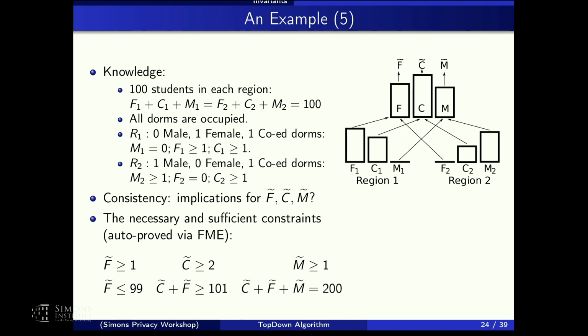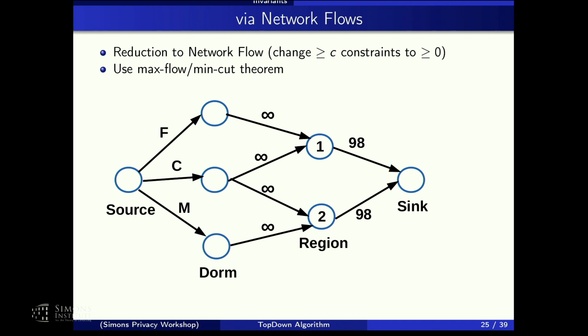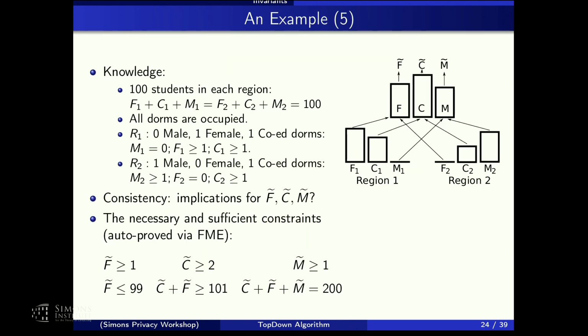So we have several hammers for solving these problems. One is to use Fourier-Motzkin elimination, which allows us to automate them sometimes. So for example, these constraints we proved automatically for these counts in order to allow them to be extended to this region. Another way is network flows. Network flows is also a nice hammer, but it doesn't apply in all situations. You can reduce the problem to a network flow problem by getting rid of all the greater or equal to some constant constraints, setting them to here, use the max flow min cut theorem, analyze the cuts, and come up with essentially the same constraints as here.